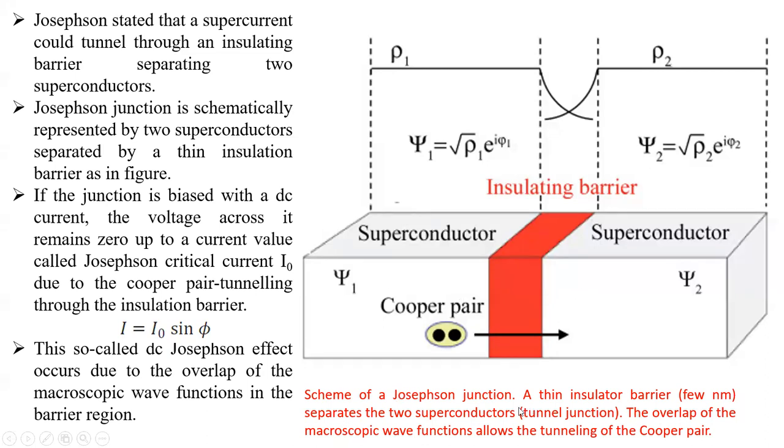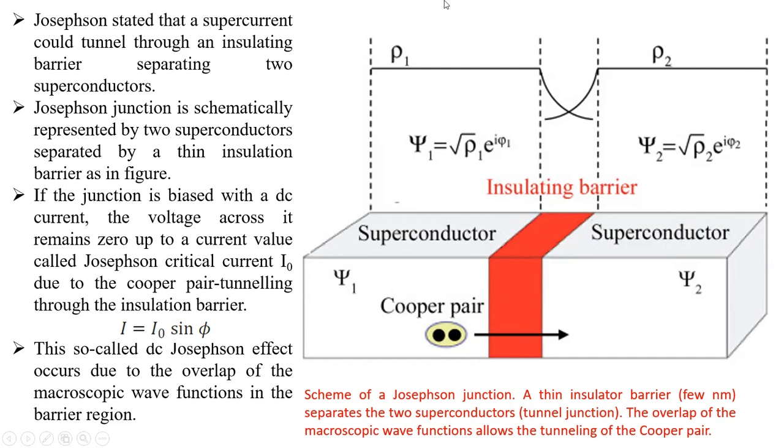This is the scheme of the Josephson junction, a thin insulator barrier, maybe of the order of a few nanometers, which separates the two superconductors and forms a tunnel junction. This junction is also known as the Josephson junction. The overlap of these macroscopic wave functions allows the Cooper pairs to tunnel from one region to the other. What happens here? Josephson himself stated that a supercurrent could tunnel through an insulating barrier separating two superconductors. The Josephson junction is schematically represented by two superconductors separated by a thin insulating barrier, which is shown in the figure.